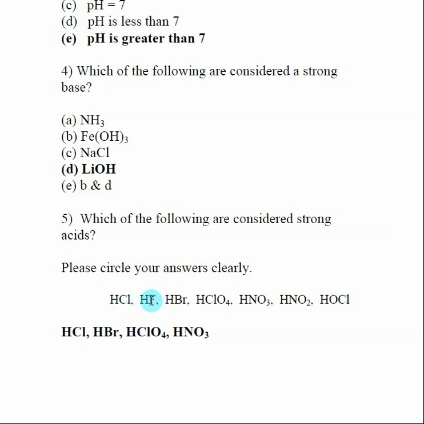HF is a weak acid. So you just need to know that. HBr, strong acid. HClO4, strong acid. HNO3, or nitric acid, that's a strong acid, and these last two are weak acids, so you need to be able to pull these out of a lineup. The only ones I expect you to know are the ones in my notes, and then I've summarized those into a sheet. So the ones that are on that sheet are the ones that you need to know for the exam.